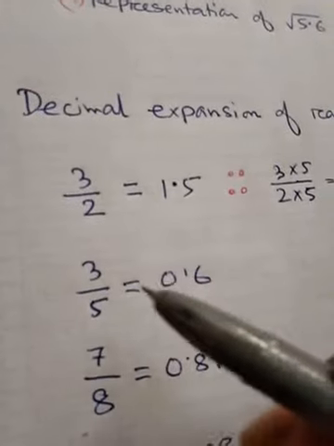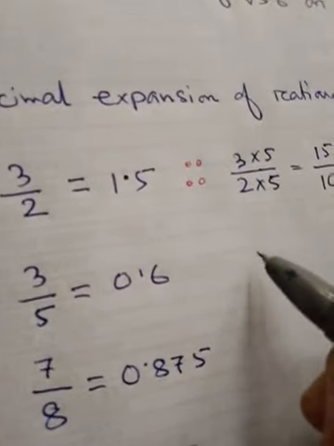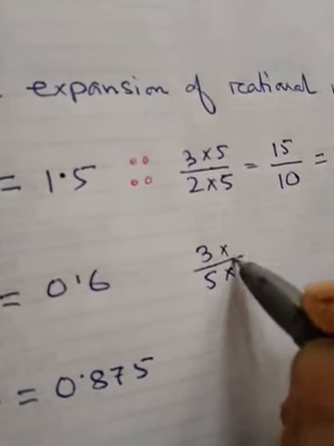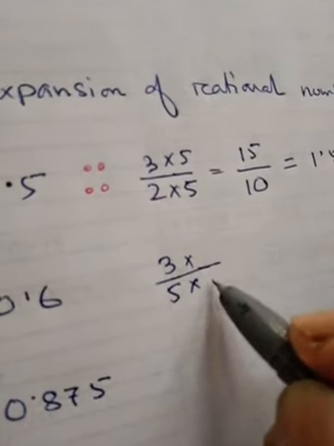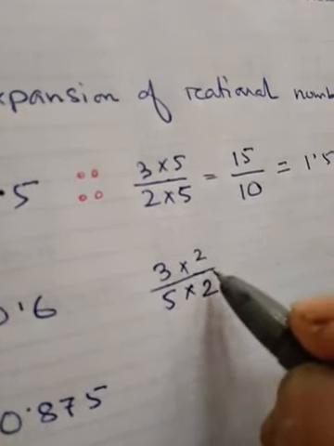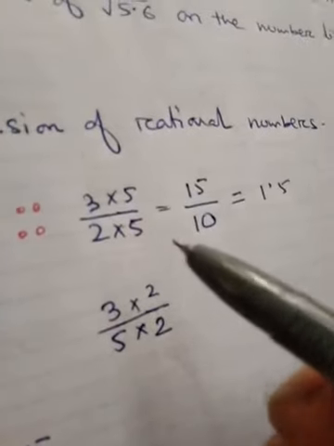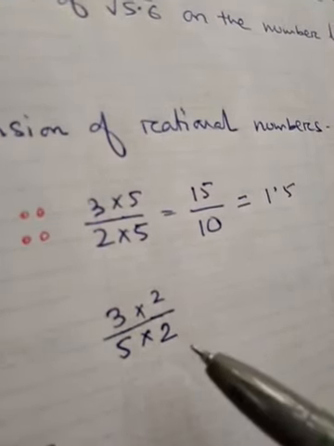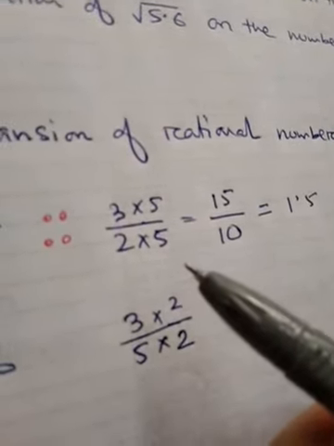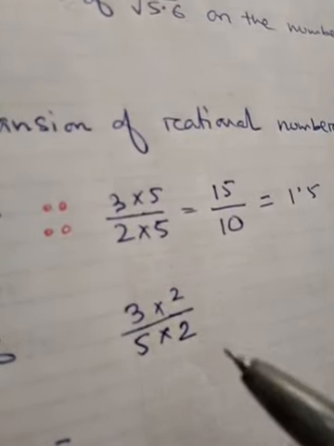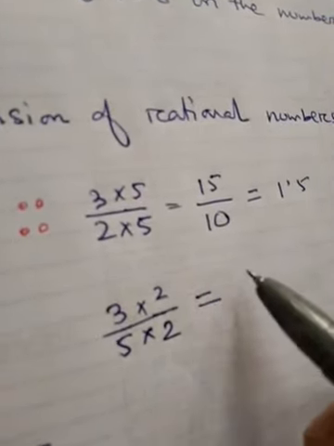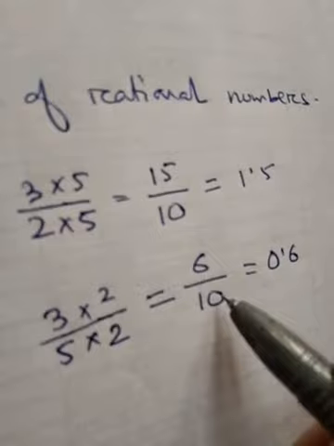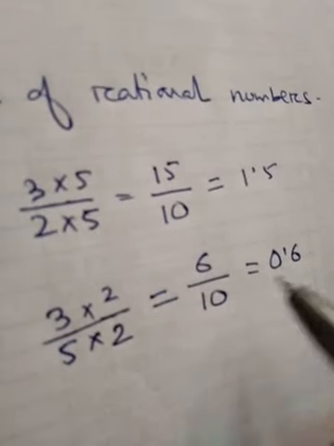Similarly, take the next one. Here it is 3 by 5, so we'll multiply. We have one 5 here, so we'll multiply by one 2 in numerator and denominator. So basically we have to make the number of 2's and the number of 5's the same in the denominator. As per requirement, we have to multiply by that many 2's or that many 5's. So this will become 6 by 10, and then the answer will become 0.6, the decimal placed before one digit.